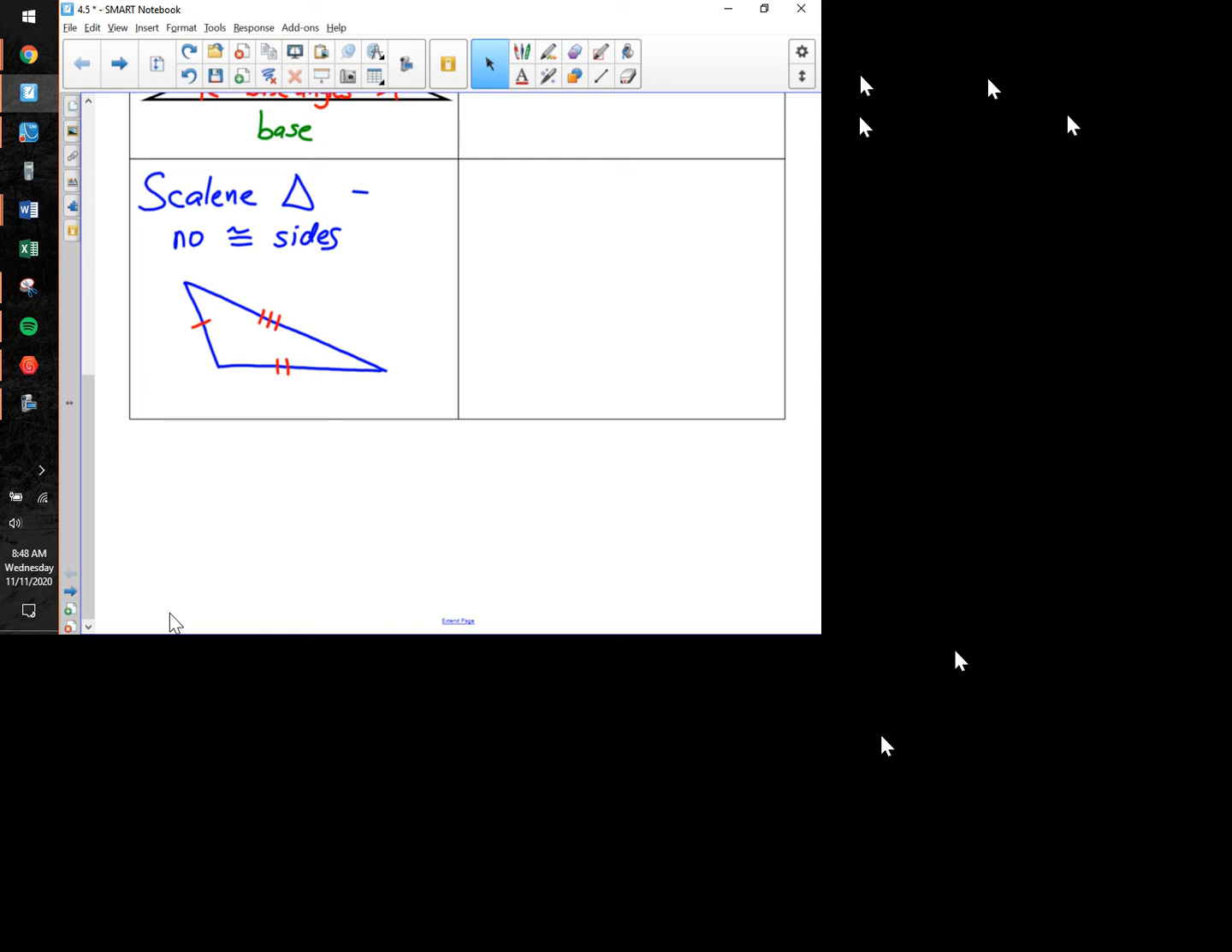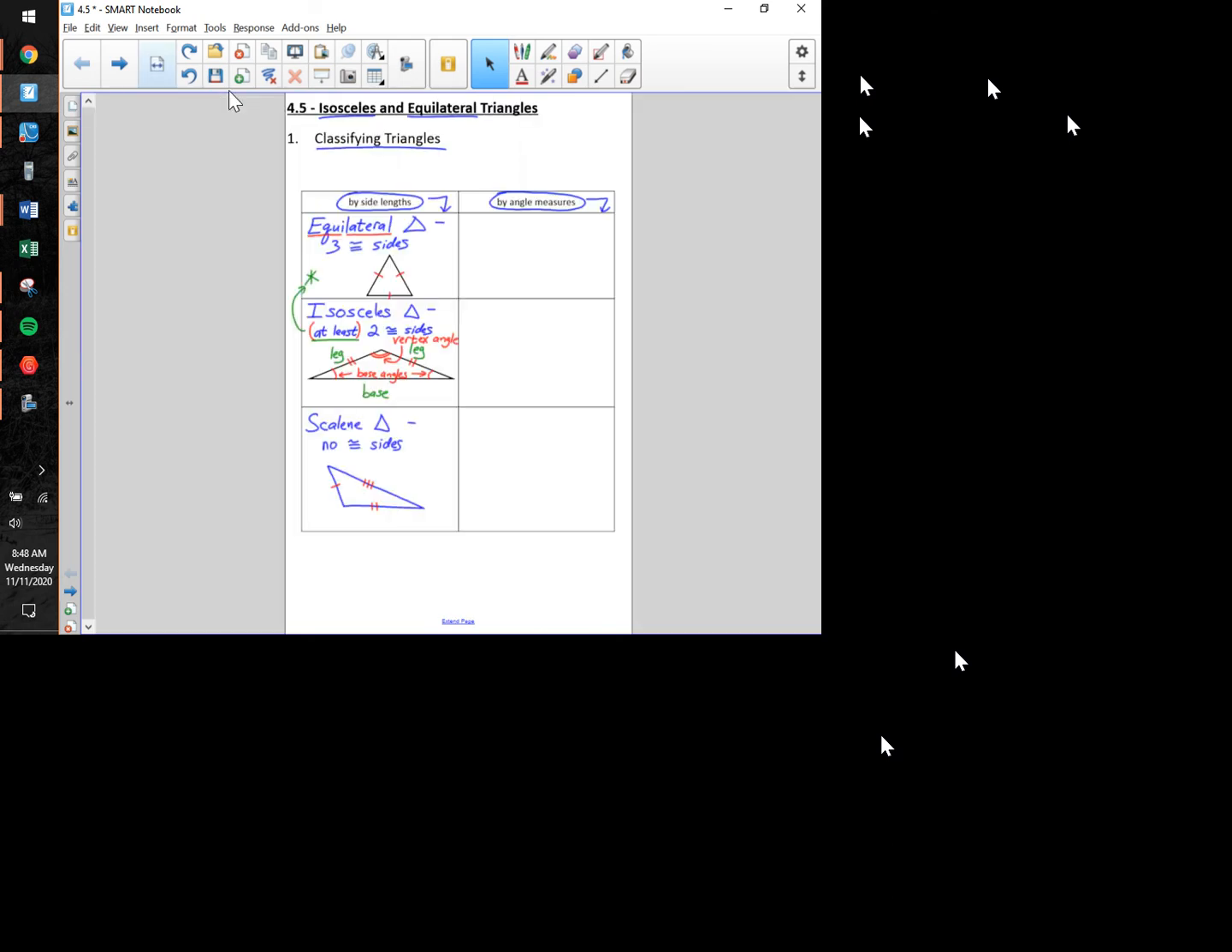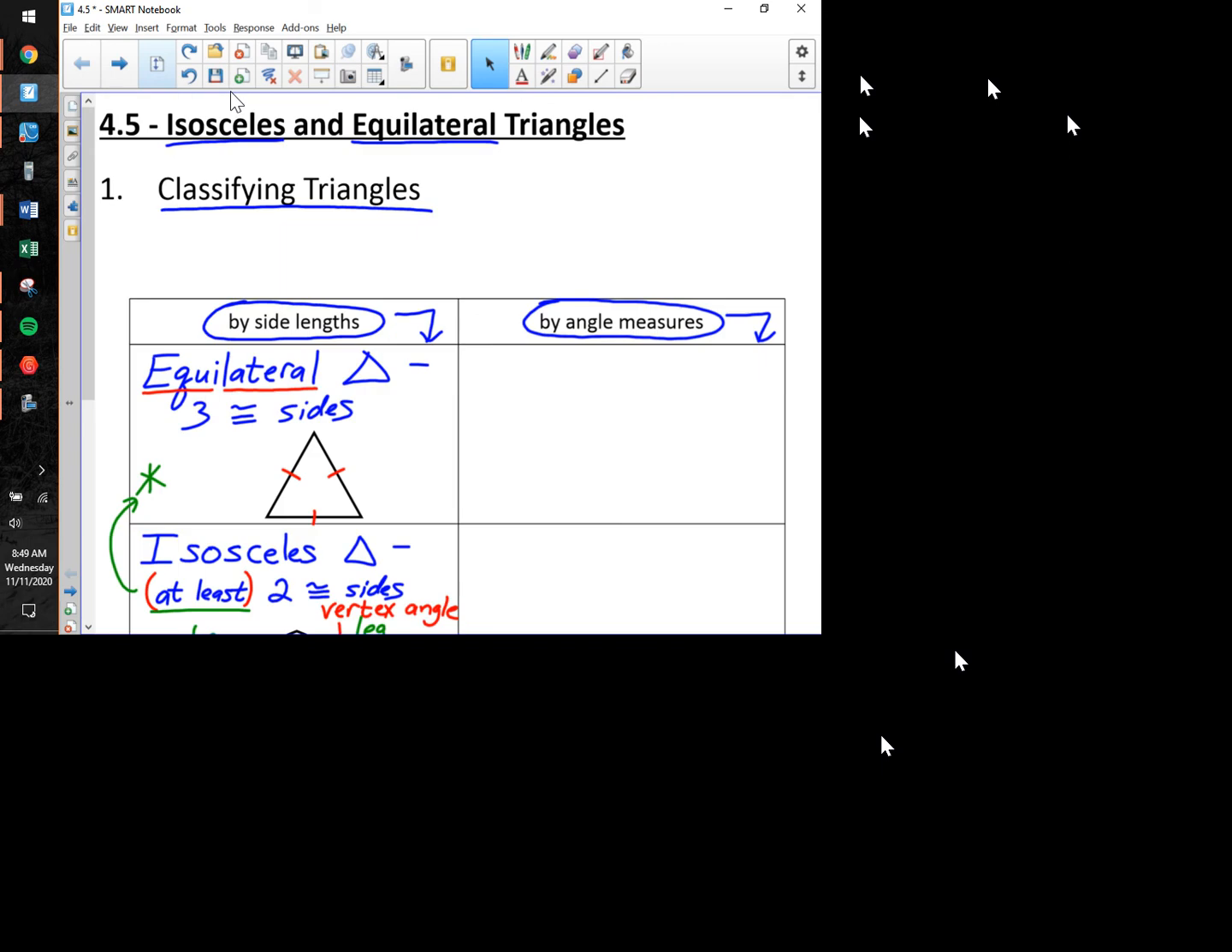And there's not much to say about a scalene triangle, you guys. It's just kind of there, and there's no vocab because there's not really anything special about it. So those are the three types of triangles that you can make by their side lengths. Three congruent sides is equilateral, two congruent sides is isosceles, and a scalene triangle means that it has no congruent sides. So let's go ahead and transition over to the right side of this table, and talk about how to classify triangles by their angle measures.